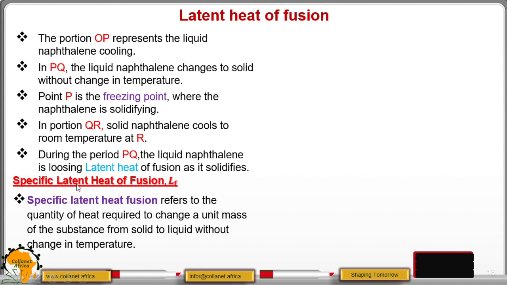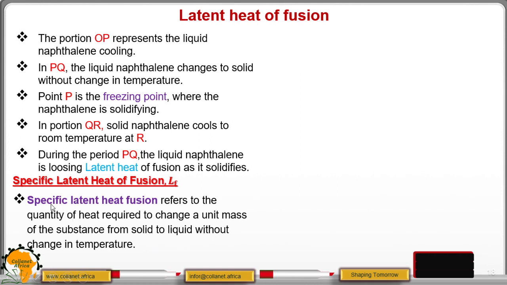Remember, we have seen that latent heat of fusion is the energy required during the change of state from solid to liquid or from liquid to solid. That energy can either be absorbed or lost. But when we come to specific latent heat of fusion, we refer to the quantity of heat required to change a unit mass, that is 1 kg of the substance, from solid to liquid without change in temperature.